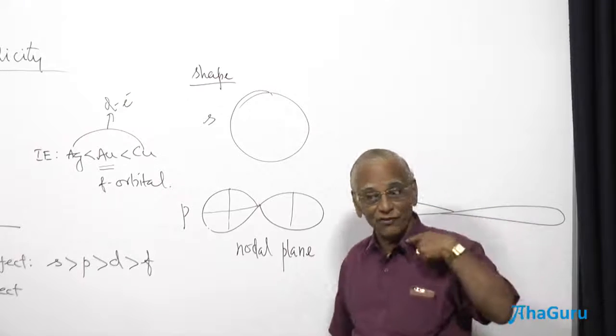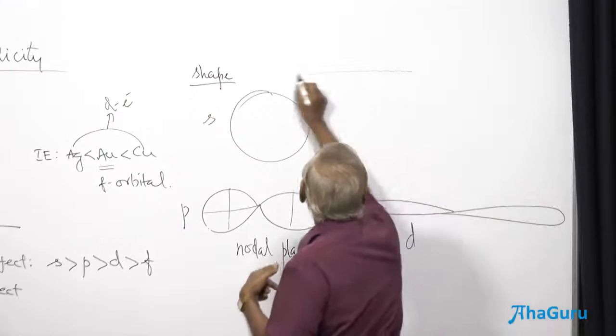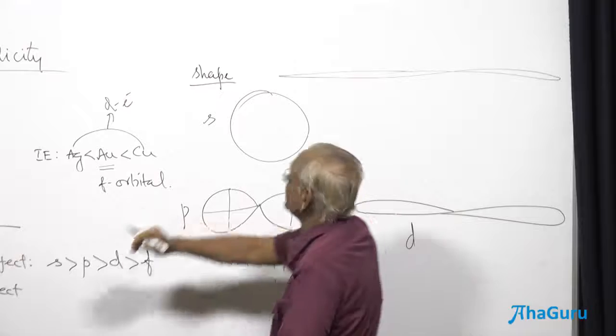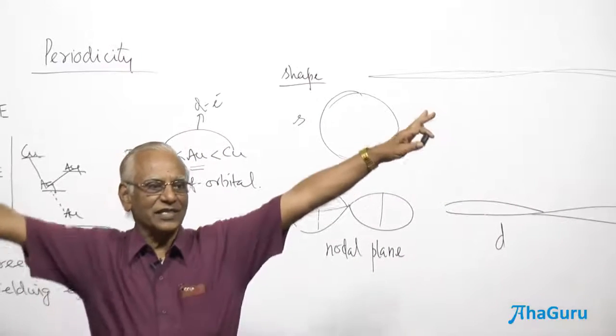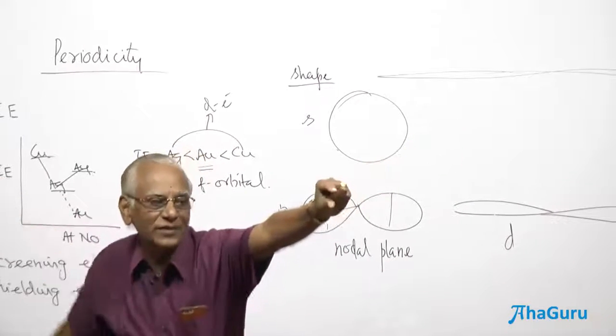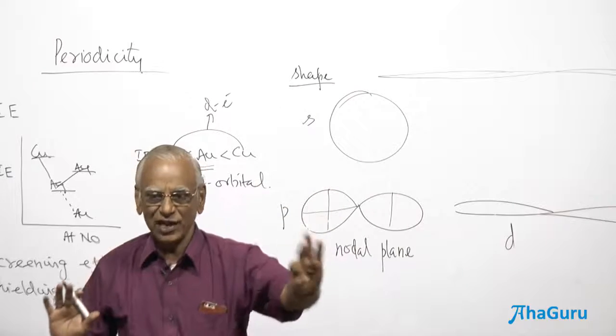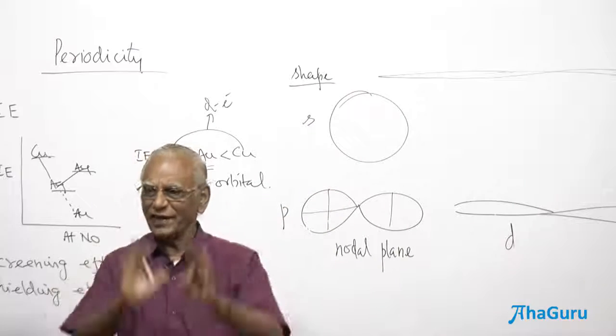Now you just imagine f orbital. What should be the f orbital? It's almost like a line. Major axis is going to be very big. Minor axis is going to be negligible. That is going to be the shape of f electrons.